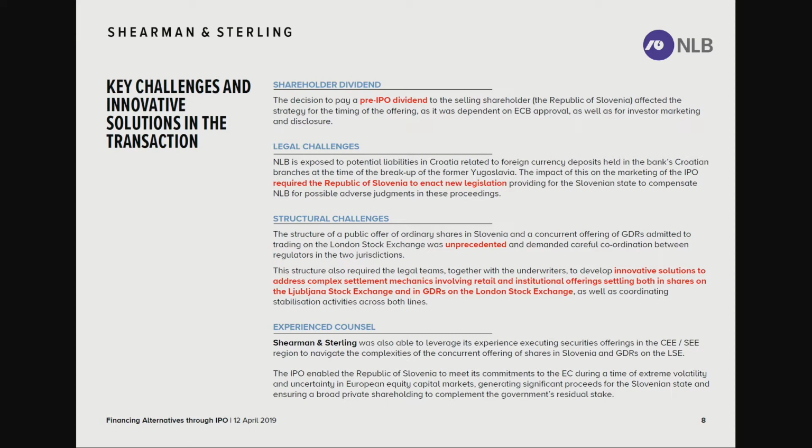Similar to my experience in Hungary, the Slovenian parliament had to enact new legislation to deal with certain potential liabilities that the bank might have in Croatia, so we dealt with that. And I think the most complex point, which doesn't really come up often in Western countries, was how to make sure that the transaction settles in a timely manner and in a way that everyone is happy, including the investors. So these were the challenges on this transaction.